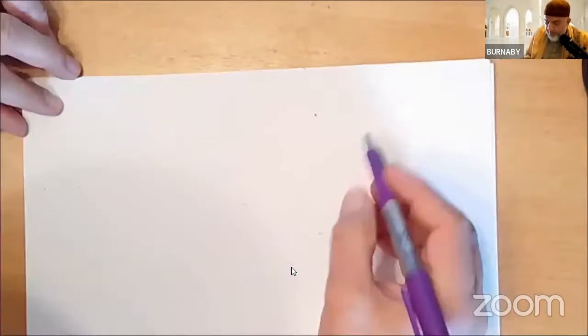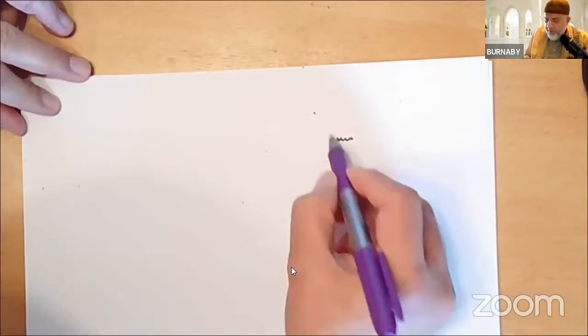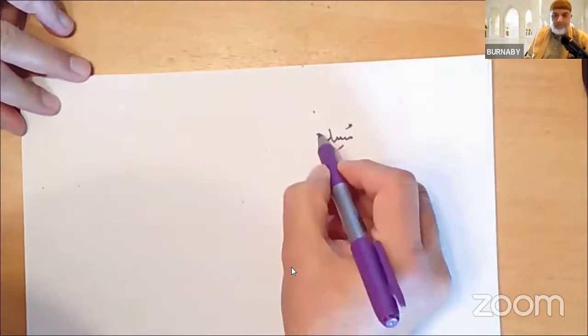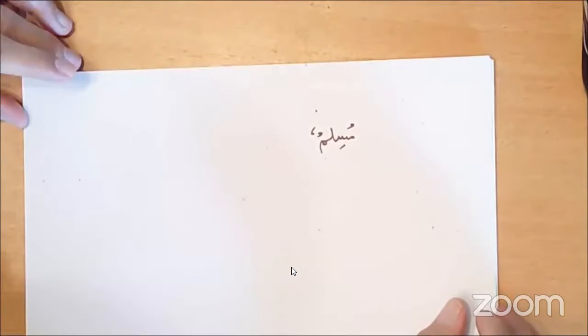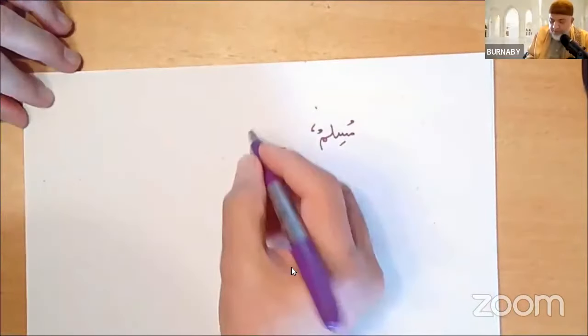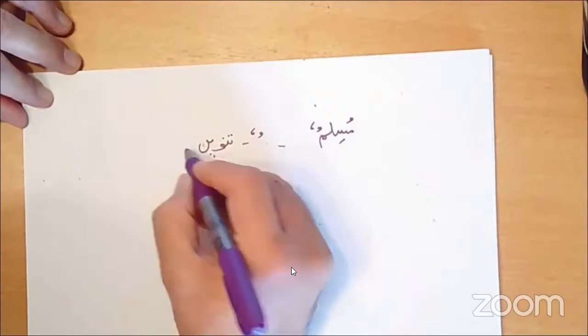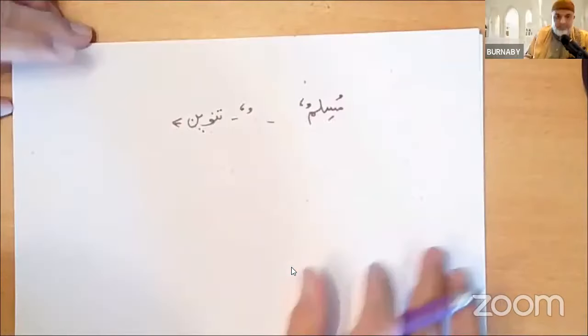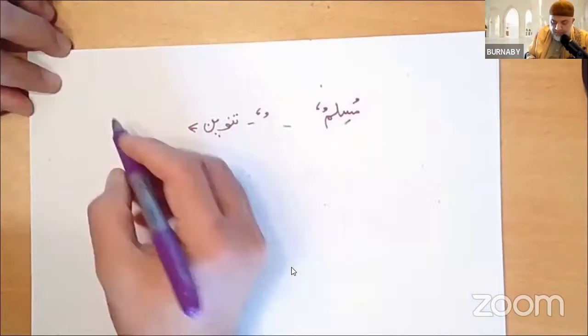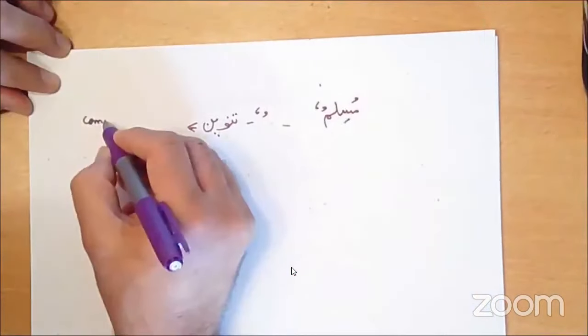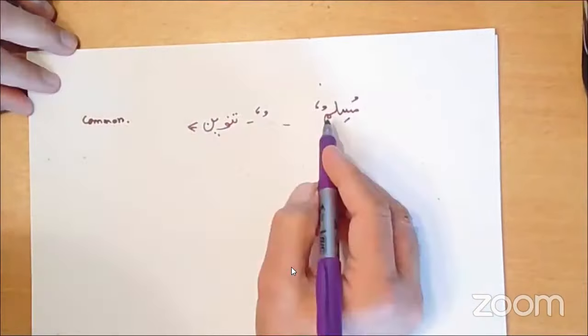Okay, one more thing I want to tell you. In the last example, I said something like Muslimun. And I said this sound, Muslimun, is the tanween. Agree? Okay. Now, what is the type of this noun? Is it common? Muslimun is common, right?